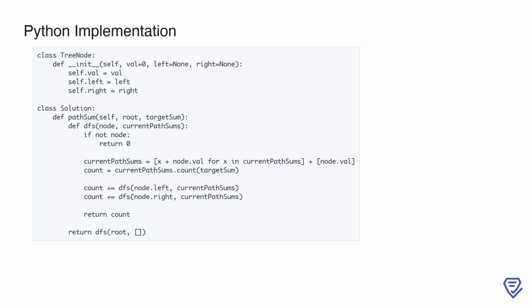This solution effectively handles edge cases, such as an empty tree (root is None), or negative values in the tree that may contribute to the target sum. The recursive DFS ensures that all paths are explored while maintaining efficiency.